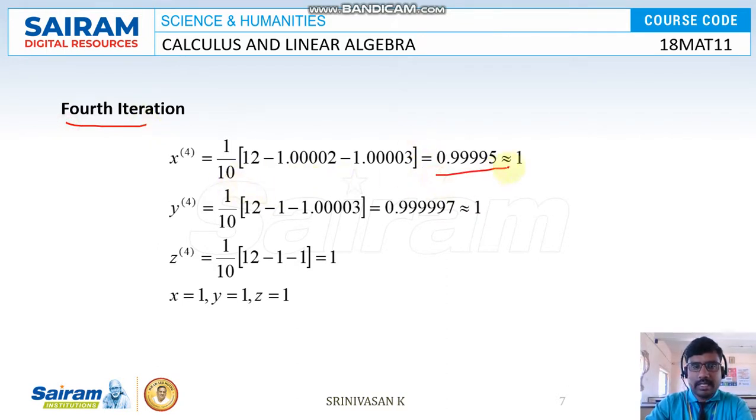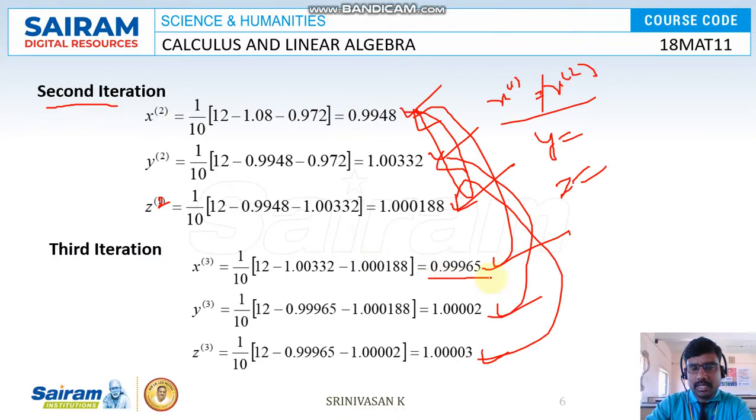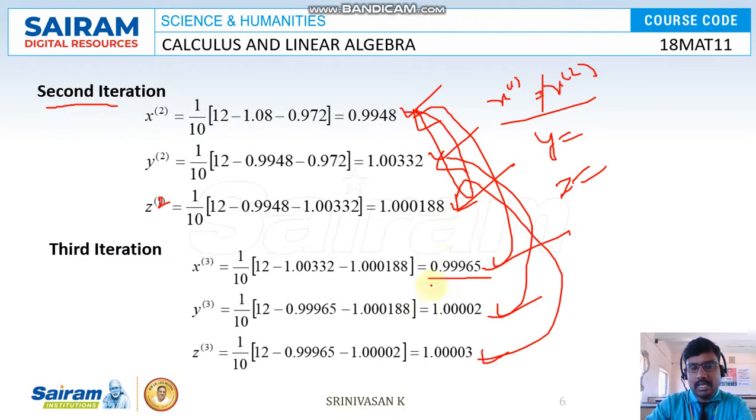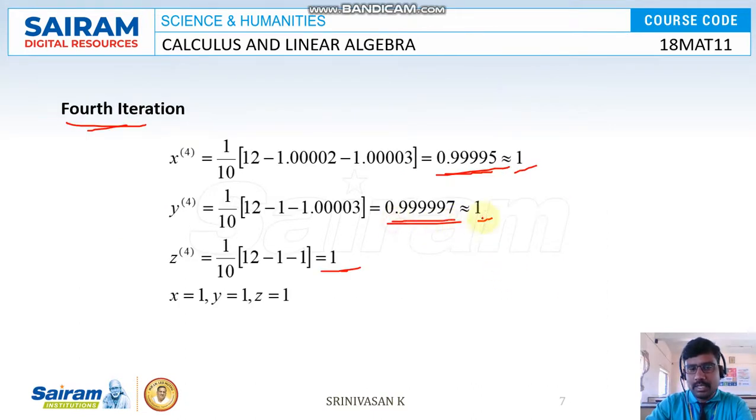We get x power 4, y power 4 and z power 4. So it is equal to 1, it is exactly equal to 1. Now compare the third iteration and the fourth iteration. What is the third iteration? 0.99965, here also 0.999, and here 1.000, here also similarly the same. So clearly the x value is 1, the y value is 1, the z value is 1.